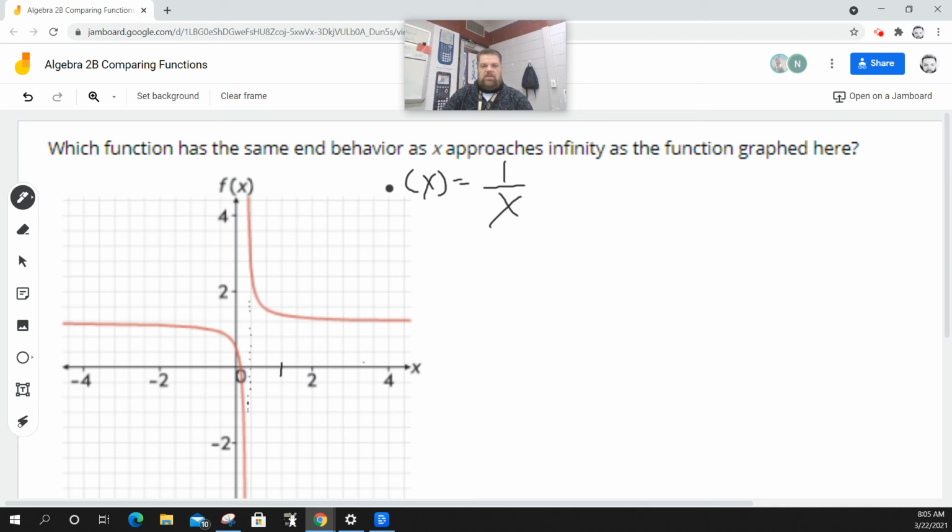You can't really call it a function, but it's more of a rational expression. So, I mean, you can. It's just the domain has to be defined. So, anyways, when they're talking about as x approaches infinity, what they want us to consider is what happens when this line goes on forever. Okay?